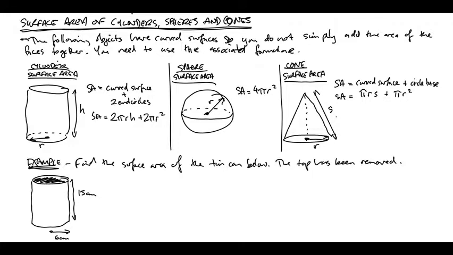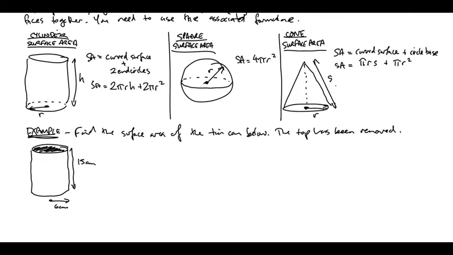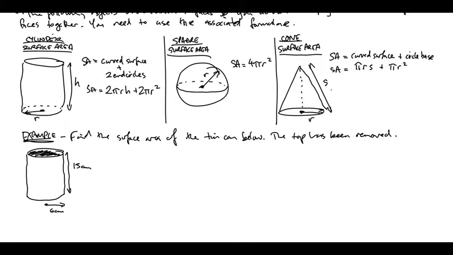So to give you an example of doing a cylinder problem, we've got a tin can here, and the top has been removed. Find the surface area of the tin can below. The top has been removed, the outside I should say, because if I was being pedantic and I just said surface area, well, if the can's open, the inside would have an area too.